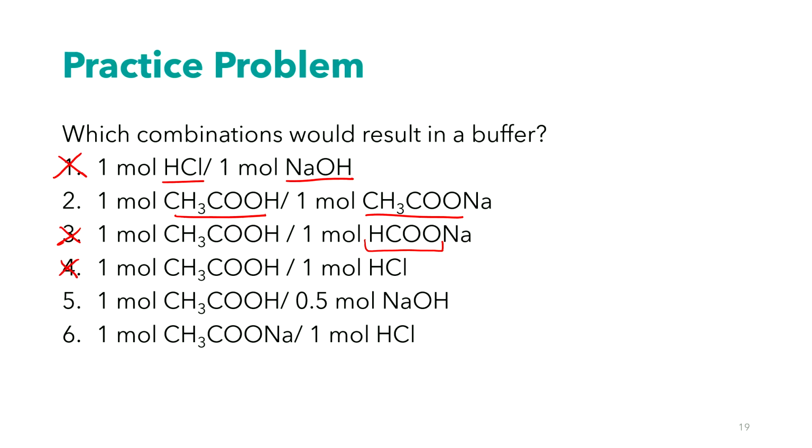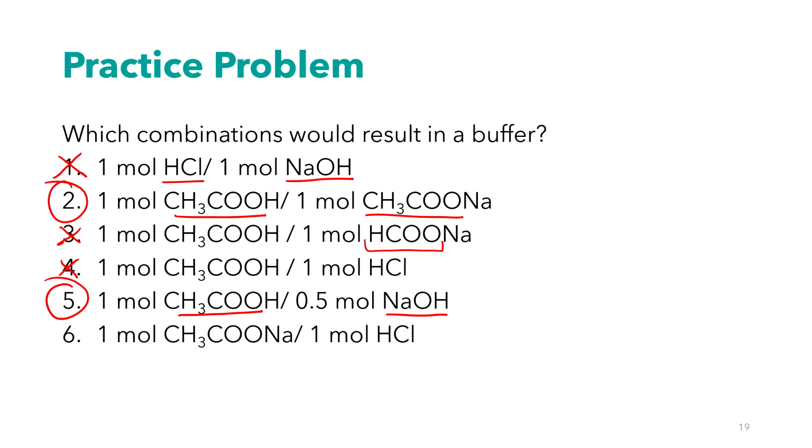All right, 5. Is that a buffer? Good, that is a buffer. This is the right way to do a strong base, weak acid. I have added in half the amount of strong base, so half of that CH3COOH gets converted into the conjugate base. So I will have meaningful amounts of both when I add those two together. That is a buffer.